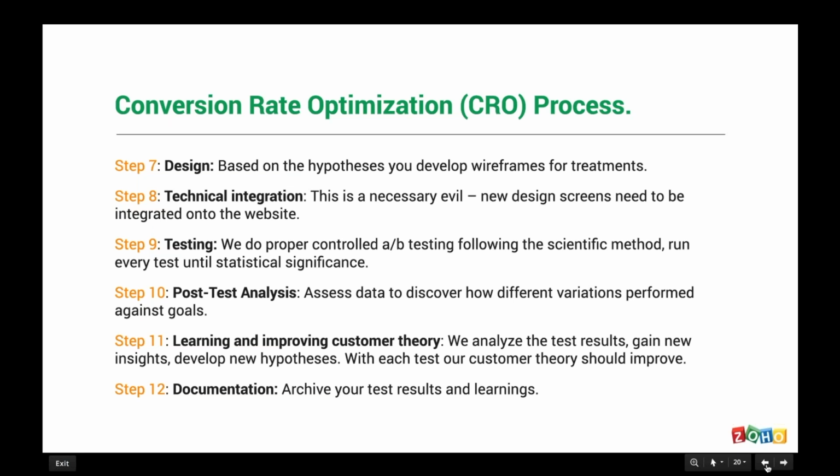The final step is documentation. Whatever we learn, we need to have a way to document or archive our learning results so we can share it across our organization, to our team members and so on. And of course, then the cycle repeats itself over and over and over again. The 12 steps that were just provided in this presentation is what conversion rate optimization as a process really is and should be described.